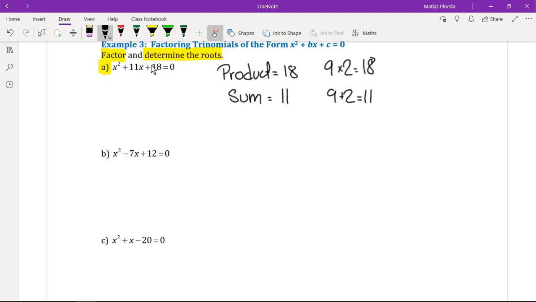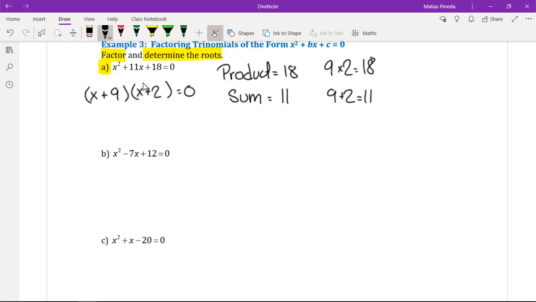So we can now take this trinomial and factor it into two binomials, where we first put an x, that's our variable. Then we put in one of the numbers, positive 9, so plus 9 would be one of them. In the second binomial, we put in an x again, and the second number we had was positive 2, so plus 2. And all of this equals 0.